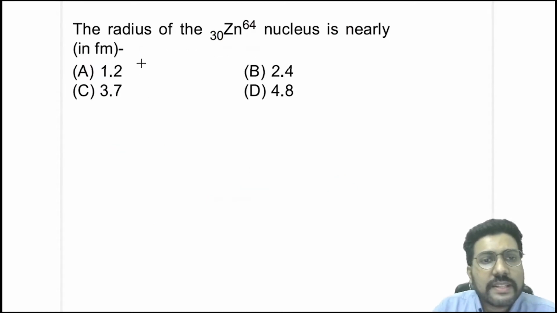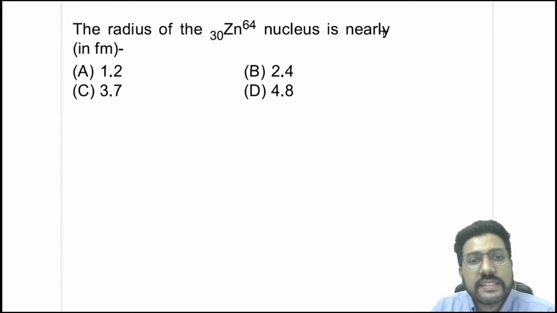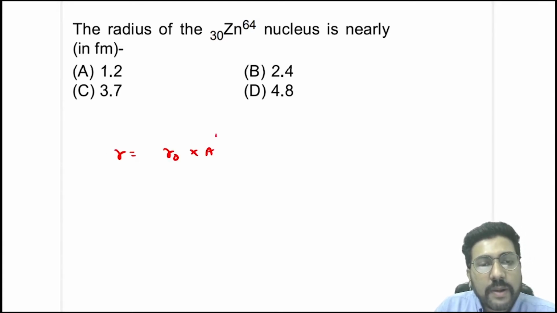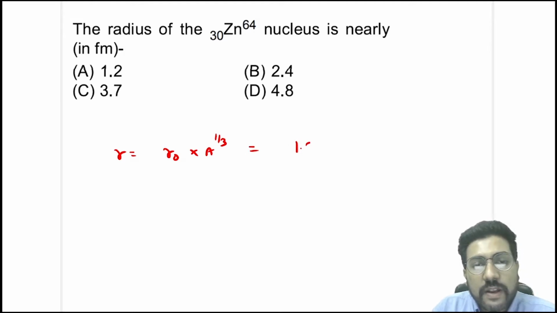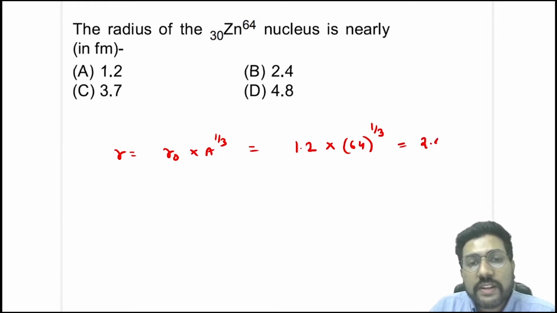Now let us look at this question. The radius of the zinc 30-64 nucleus is nearly equal to what? You know that radius is R0 into A power 1 by 3, where R0 is 1.2 femtometer. So I'll write 1.2 into 64 power 1 by 3. 64 is 2 power 6, right? So this will be equal to 2.4 femtometer.